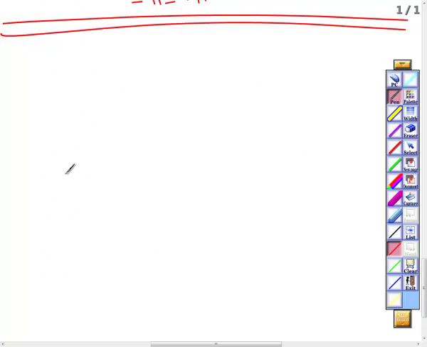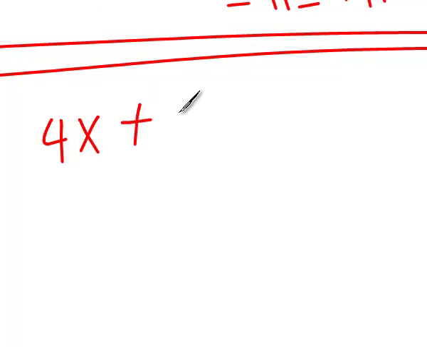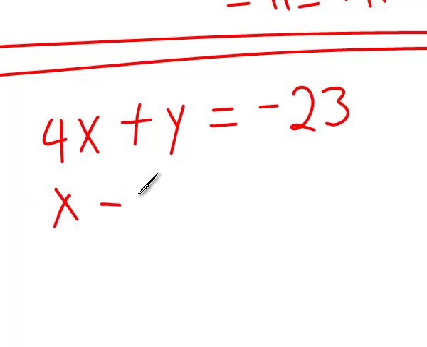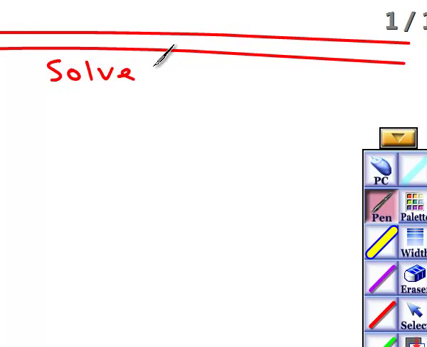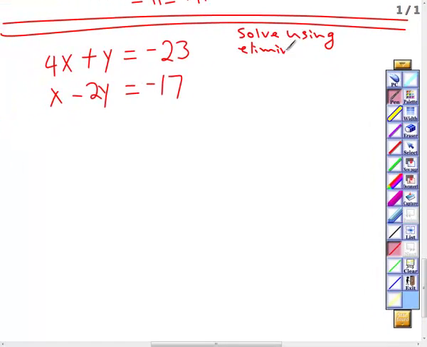Okay, let's try this. 4x plus y equals a negative 23. And here we have x minus 2y equals a negative 17. And you're going to solve using the elimination method. I'm just going to abbreviate method. Okay, solve using the elimination method.